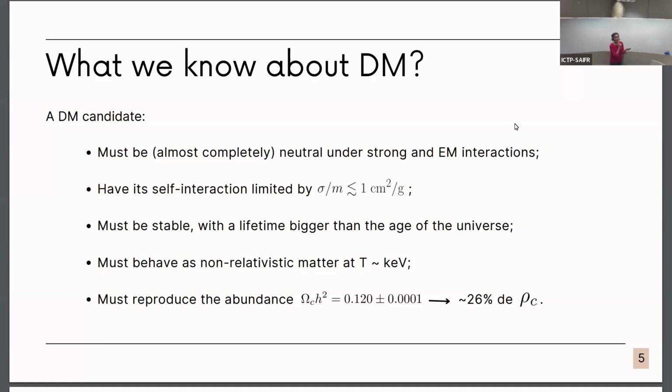We also know that dark matter must be stable with a lifetime bigger than the age of the universe, because there is plenty of dark matter in the universe. So if it was decaying, we would see something about it, some entropy production or something similar. We also know that dark matter must behave as non-relativistic matter at temperatures around keV. This is because we see galaxies that have a size that tells us that structure formation was already happening at these time scales. And we also know the abundance of dark matter. So if you propose any dark matter candidate, it should be able to reproduce this abundance in the universe.